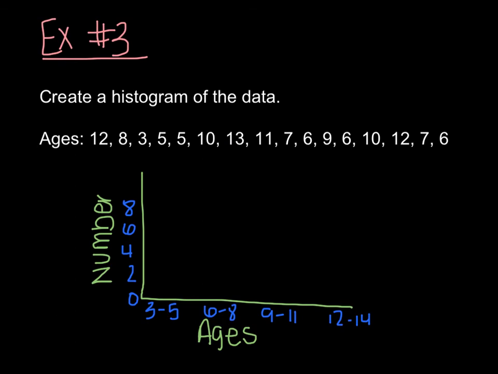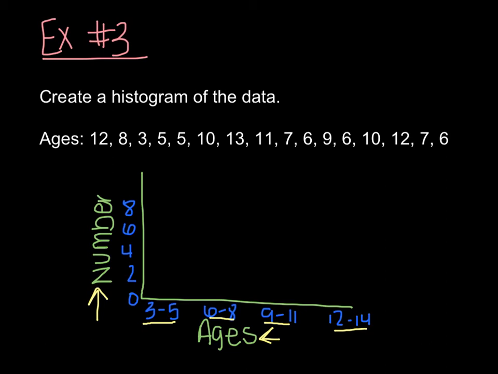Example 3, we're going to take the ages of children again and create a histogram this time. And again, I kind of set it up for us. I put the ages of the children at the bottom and our number on the side. So that means how many of them. And I broke it up again, ages 3 to 5, 6 to 8, 9 to 11, and 12 to 14. That's how we do it in histograms.